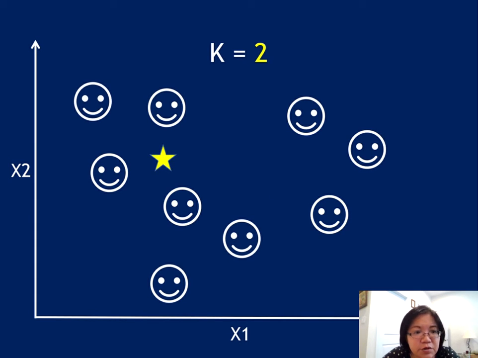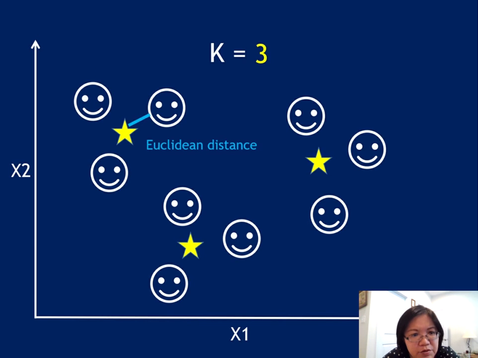When you have a 2-dimensional space, when you have 2 x features, x1 and x2, you will do the same thing. When you have k equal 2, you will randomly find 2 centroids, and then you will measure the Euclidean distance of each data point from these, and then you will reshuffle until you find the best centroids. When you have k of 3, you might have these 3 centroids that are optimized, and then you can measure the Euclidean distance of each data point to the center.